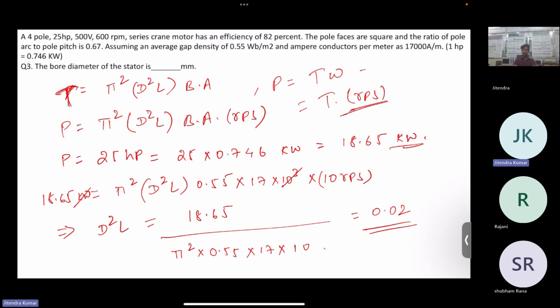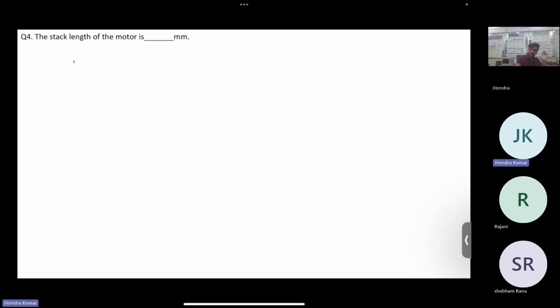Pole faces are square, just to make your magnetic loading or air gap flux density waveform a kind of square waveform, and the ratio of pole arc to pole pitch. So the entire pole is not made up of squares; there is some portion which has been restricted. So the pole arc by pole pitch is mentioned as 0.67.